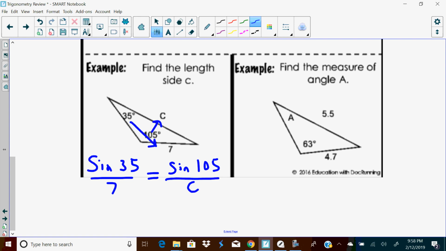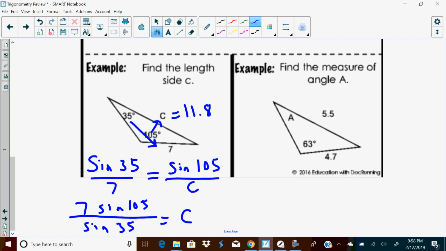Okay, so then I just cross multiply. So I'm going to do 7 times the sine of 105 divided by the sine of 35 equals C. When I do that, I get that C equals 11.8. So I just put that right in my calculator.